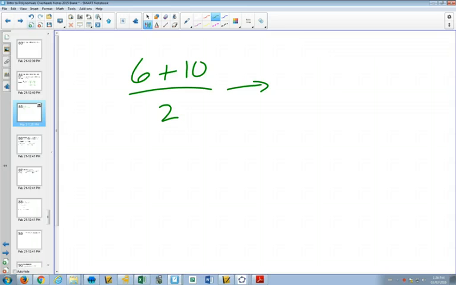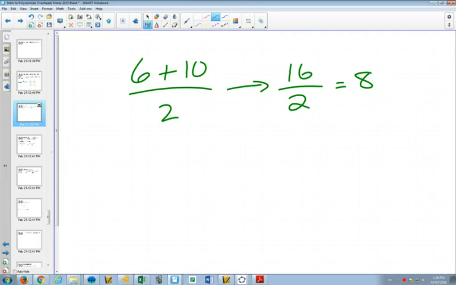Now, you could have done this with regular numbers. But with regular numbers, you get used to doing other things. Like if I had 6 plus 10 all divided by 2, what's the answer? You don't have to write this down. Normally, what would you do in this question before this class? You'd do 6 plus 10 and get 16, right? And 16 divided by 2 is 8. That's normally what you would do in that situation.